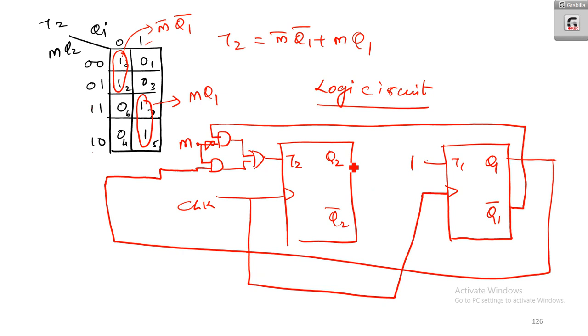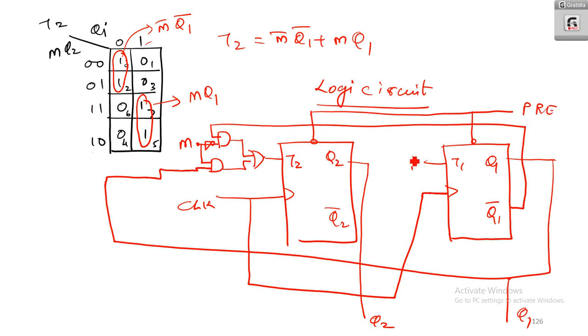Now what are the outputs? Q2 is an output, as well as Q1 is also an output, and we can have preset and clear. So this is the preset pin, preset, and here you can have the clear pin, clear. So this is the basic logic circuit of this up-down counter.